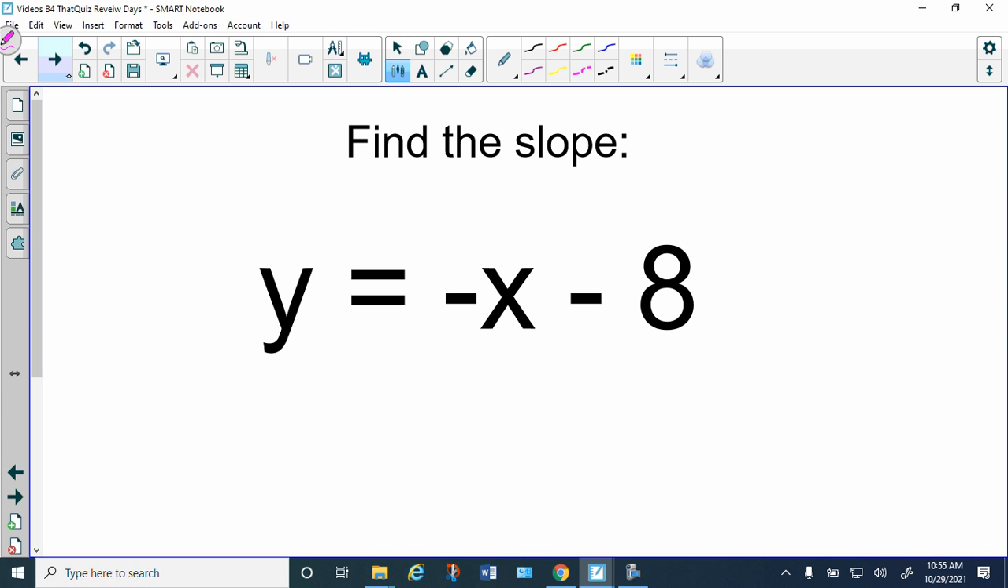Go ahead and write this down, find the slope. y equals negative x minus 8. And we're looking at the same thing, right? We see the negative, but we can't say slope equals negative, right? We got to have a number. And so same thing, if you don't see a number, it's 1. So this is negative 1.